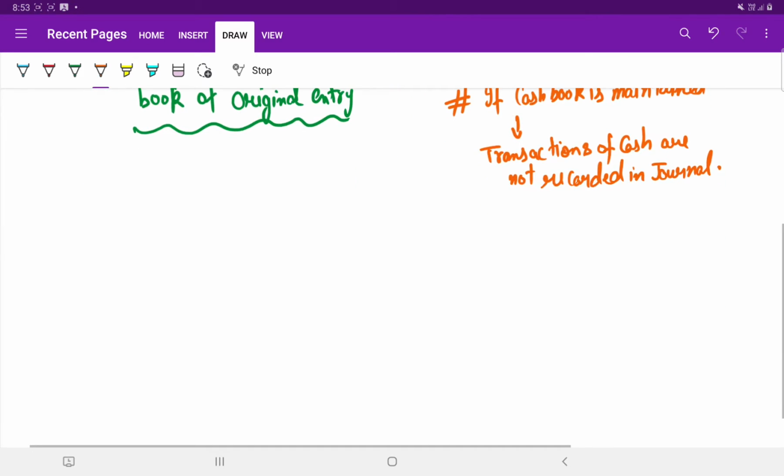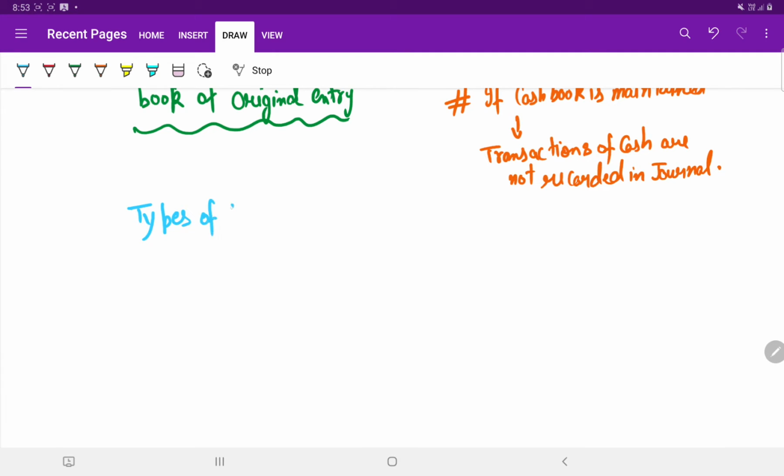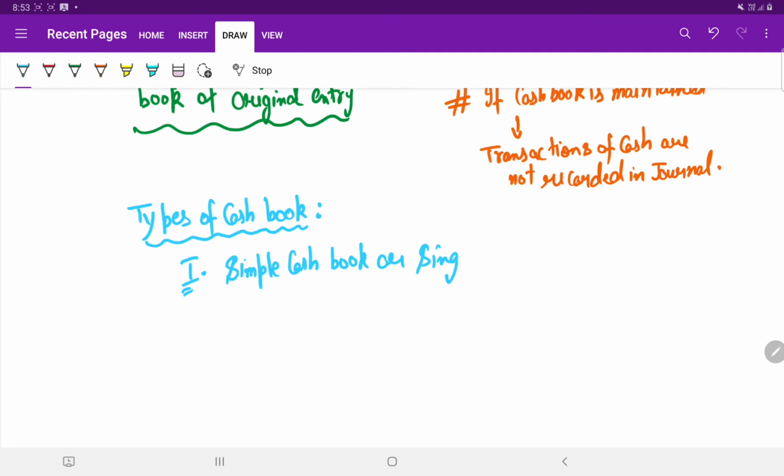Now what are the various types of the cash book? Number one, that is the single column cash book, or we can say the simple cash book, or single column cash book. So they are usually distinguished by the number of columns.